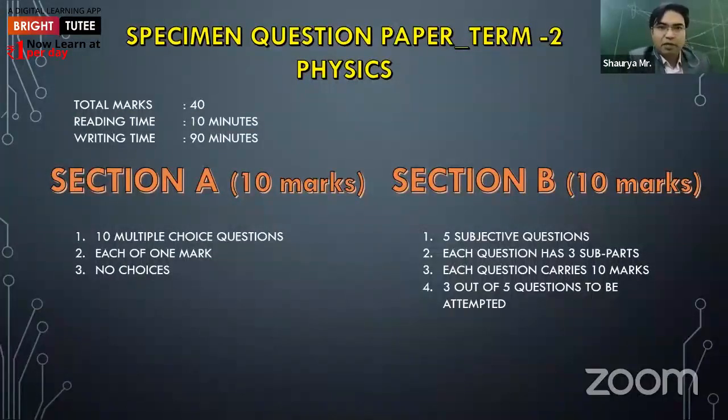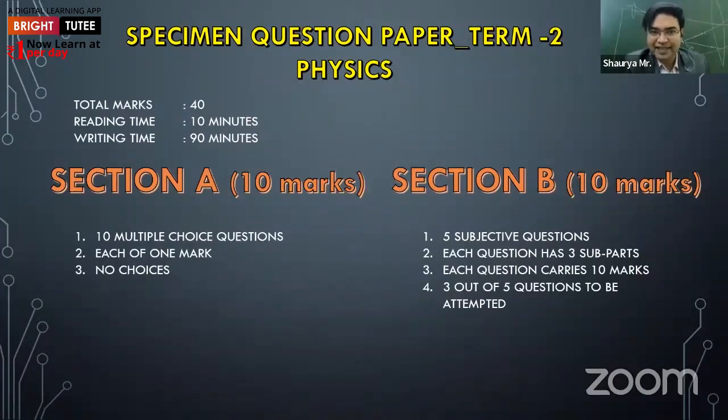As we'll just talk about, we must already have come across the specimen question paper released by the board. Now, obviously, we know the basic details. It's a 40-mark paper. Students will be allotted the time of 10 minutes for reading and a subsequent 1.5 hours as the writing time. Now, broadly, the paper has been divided into two sections, A and B.